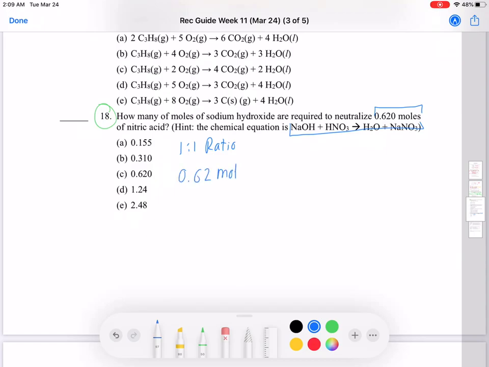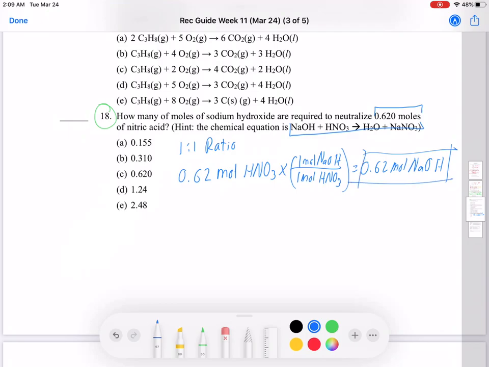If I have 0.62 moles of nitric acid, and my proportion is that per each mole of nitric acid I have 1 mole of NaOH, you will notice that the answer has to be the exact same number. Therefore, it should be C.